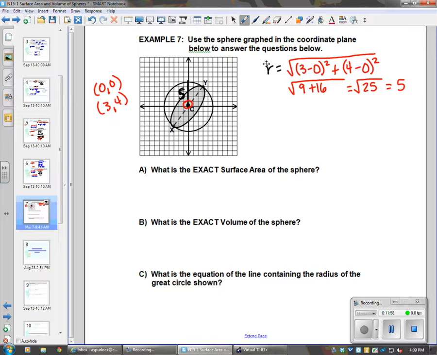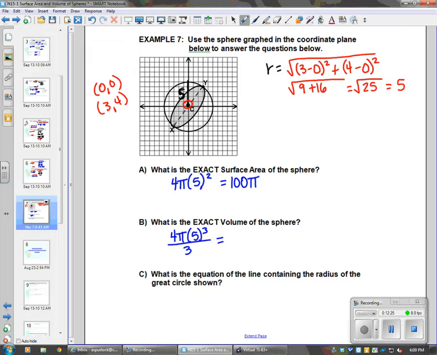All right, now in part A, it says, what is the exact surface area? So surface area is 4 pi r squared, so 4 pi times our radius we just found to be 5 squared, and you should get 100 pi. And in part B, it says, what is the exact volume? Okay, so volume is 4 pi r cubed, so 4 pi times 5 cubed divided by 3.